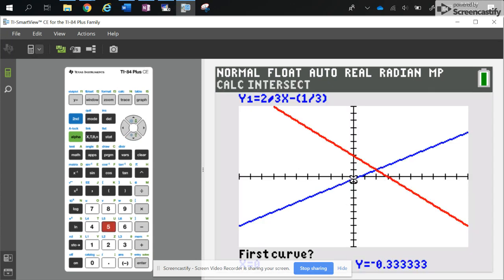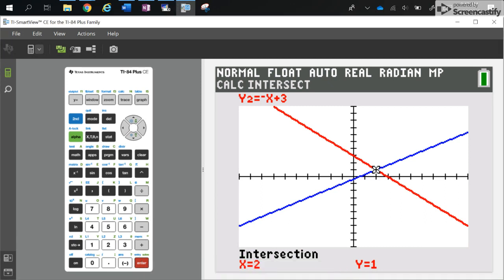And when it asks me at the bottom for what's the first curve you're finding the intersection of, and at the top, I'm on the blue graph, that is definitely the first one. So I'm going to press enter to say yes. And then when it asks me what is the second curve, I look up at the top and I see y2 equals negative x plus 3, that is definitely the second curve. So I'm going to press enter again. And when it asks me to guess, I'm going to press enter again. So I basically just press enter 3 times, and I see that the intersection is x equals 2, y equals 1.